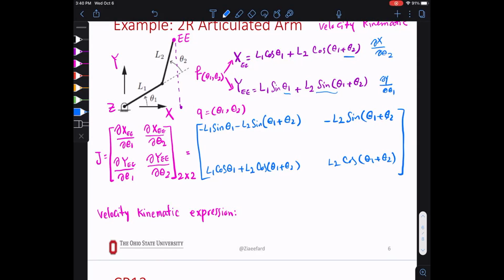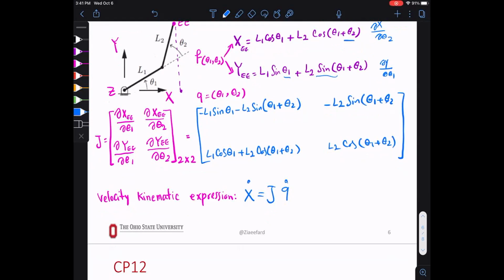All right. So what is the velocity kinematic expression? We found the Jacobian, right? What's the velocity kinematic expression? X dot equals Jacobian times theta dot. So we have Q dot, which is theta dot 1, theta dot 2, right? If you were going to open this, it would be x dot, y dot, which is the Jacobian times theta dot 1, theta dot 2, right? The velocity of the joints will affect the velocity of the end effector.